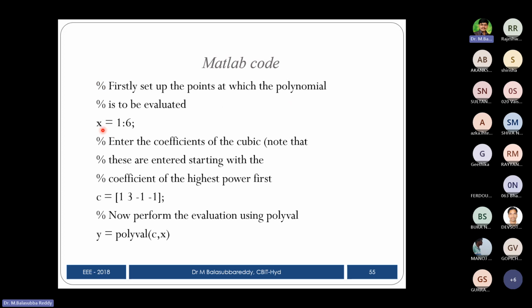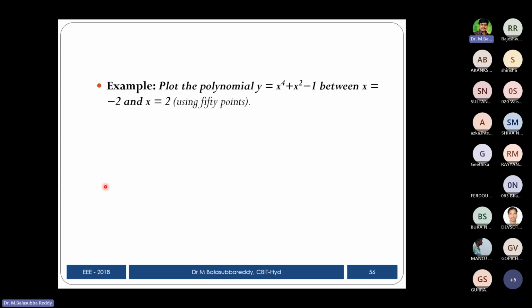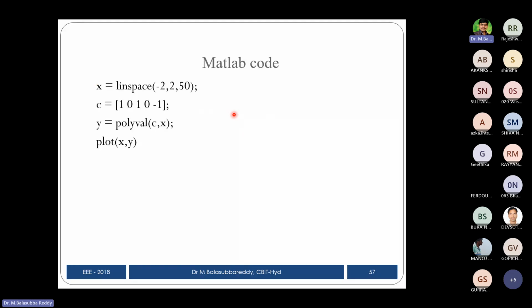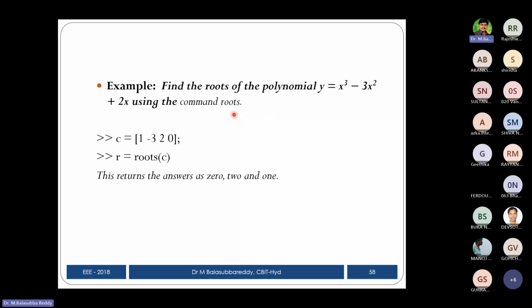Now, you know the x, you know the coefficient, directly go for polyval c comma x. What it will do? You just specify the c and then comma 1, and it will return the polynomial value. Now the other equation also, whatever it may be, if we want any 50 or 100 values, first generate them, take the coefficients, and polyval will return the answer. And then you can see this example.